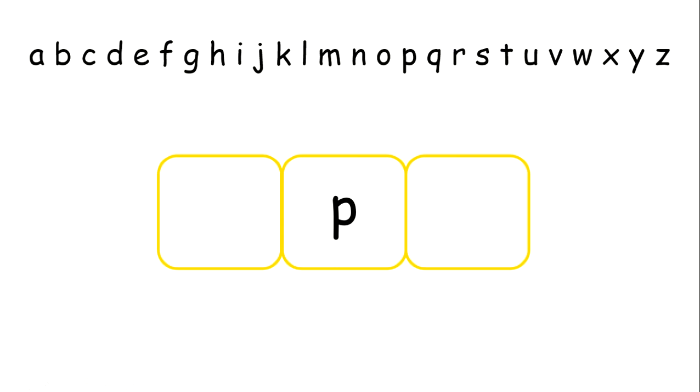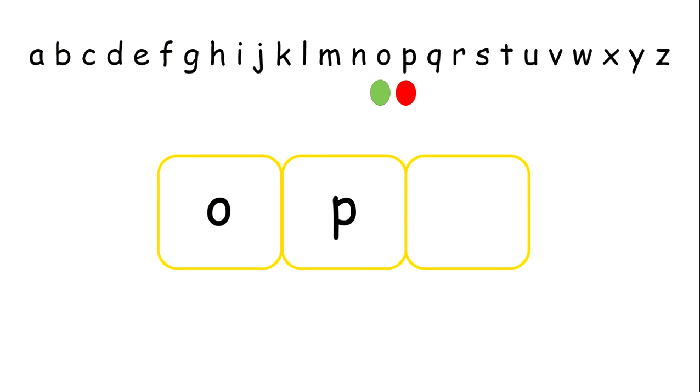Here's letter P. So first I'm going to look for the letter that comes before. So I'm going to check behind letter P, to the back of letter P, to the left of letter P. And what letter is that? That is letter O, right? Letter O comes before letter P. So let's write it in right here. So that's letter O that comes before.